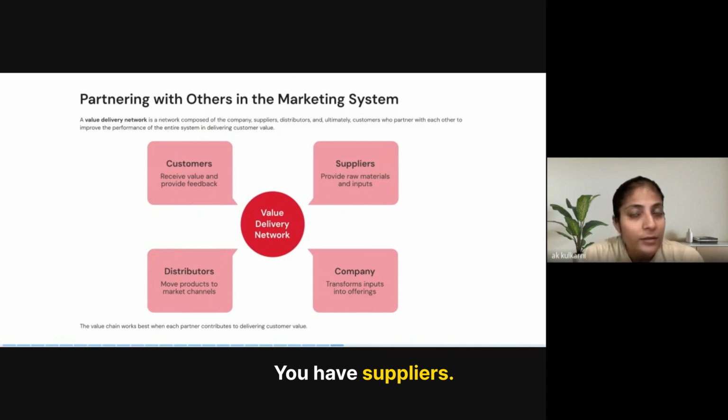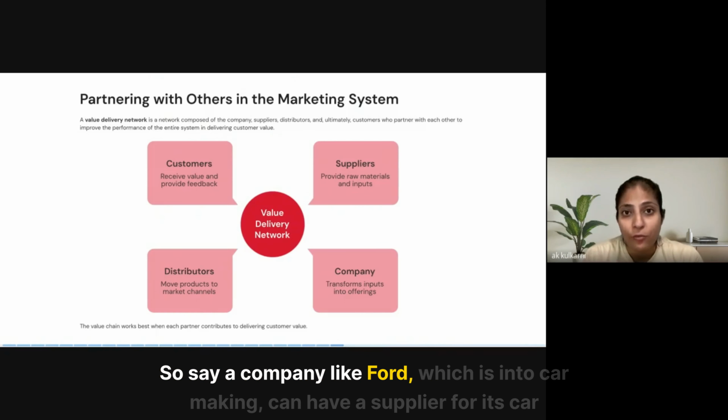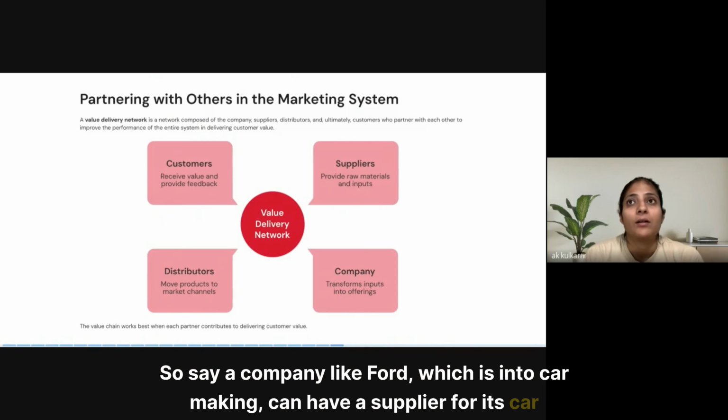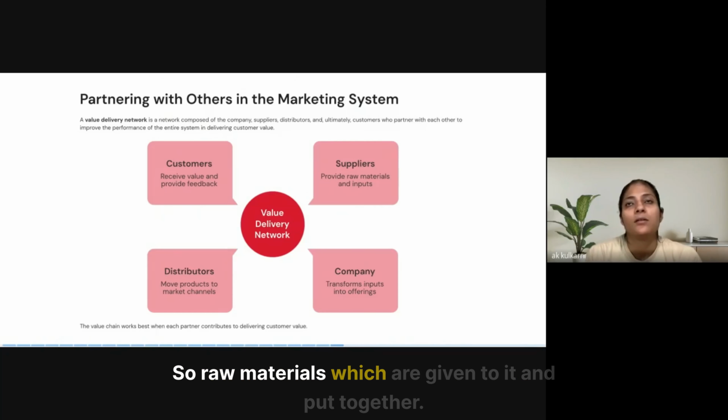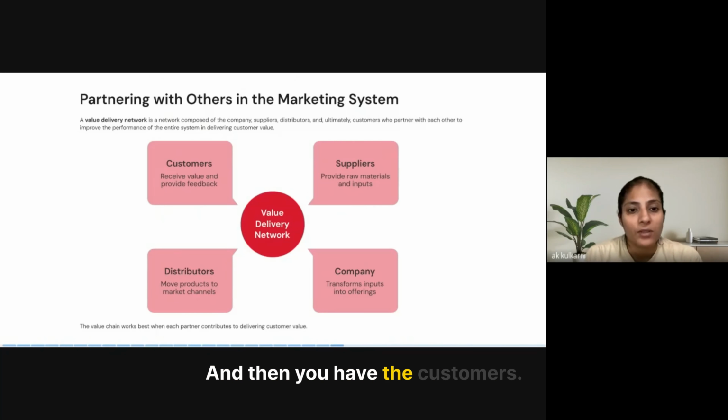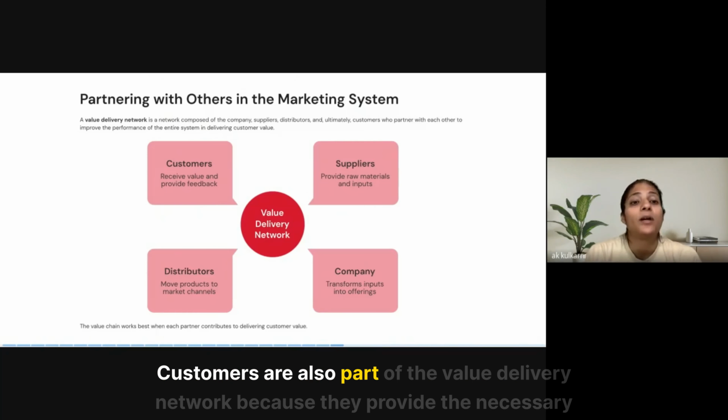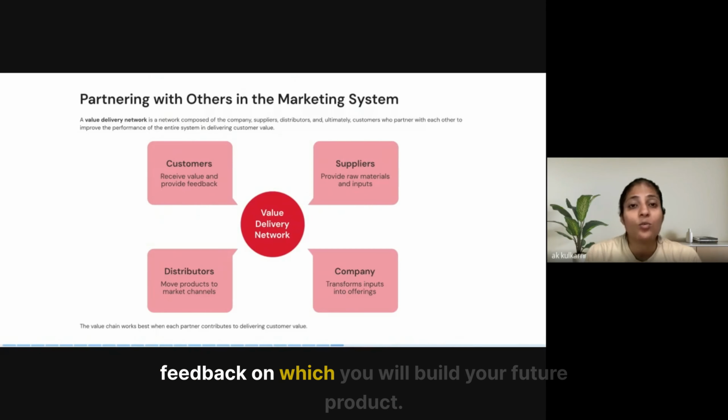You have suppliers. So say a company like Ford, which is into car making, can have a supplier for its car parts, a supplier for its tires, etc. Can have multiple suppliers. So raw materials which are given to it and put together. And then you have the customers. Customers are also part of the value delivery network because they provide the necessary feedback on which you will build your future products.